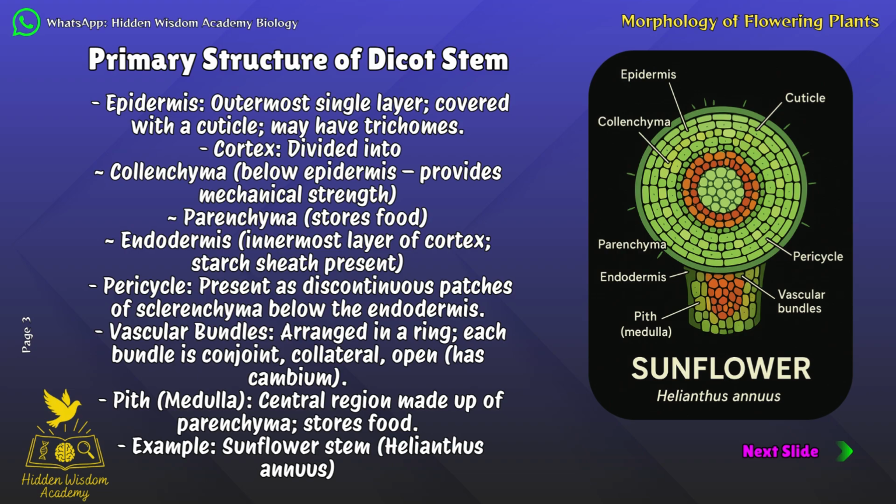Beneath it lies the pericycle, made of sclerenchyma that provides strength. The vascular bundles are arranged in a ring, and each is conjoint, collateral, and open, because cambium is present between xylem and phloem. At the center is the pith, which stores food. A common example of this structure is the sunflower stem.